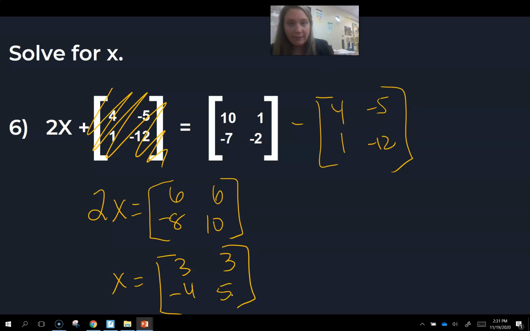You can always plug it back in to make sure it works. So 2 times 3, 3, negative 4, 5. That gives me 6, 6, negative 8, 10. And then add that with 4, negative 5, 1, negative 12. And it does give me 10, 1, negative 7, negative 2. All right, so we're solving just like we've always been doing. It's just a whole grid of numbers that we're solving for.